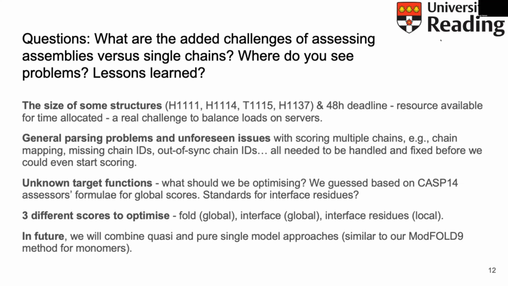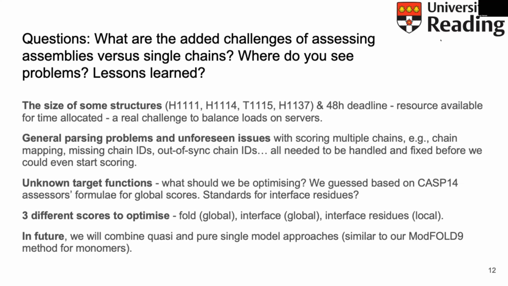Another issue was the general parsing problems, unforeseen issues with scoring multiple chains. For instance, obviously the chain mapping problem, which Gabriel's already told us about. We had to deal with that as well, and other things like missing chain IDs, out of sync chain IDs. People were submitting all kinds of different combinations of chain IDs and leaving them out and whatever. So we needed to handle all of this before we could even start doing the scoring. So there's a lot of parsing to do before scoring.